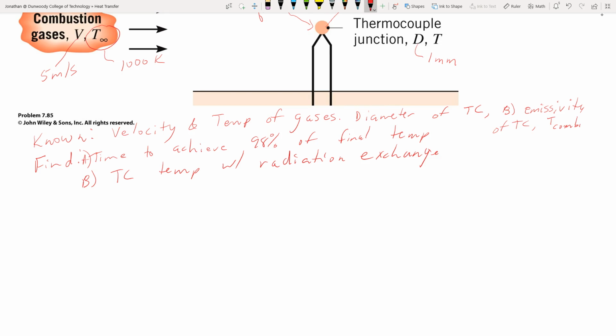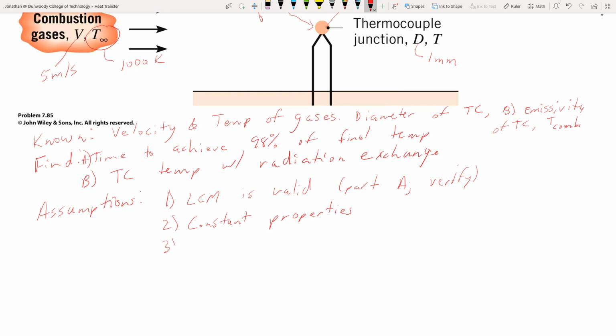We're going to get to assumptions. Our first assumption, we're going to assume that lump capacitance is valid for part A. We'll verify after we make that assumption. Part 2 of our assumptions, we're going to assume constant properties, that our exhaust composition isn't changing, or whatever else is happening is not impacting the properties of our materials. We're going to say no conduction through the leads, so we don't have any conduction flowing through these out through the wall. So that's going to be 0 for both of those.